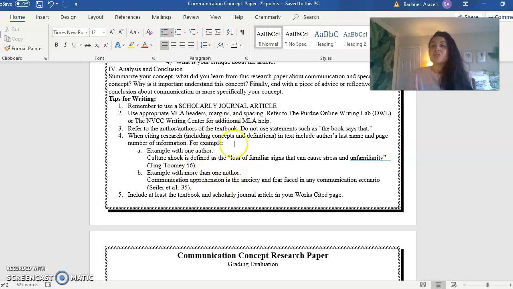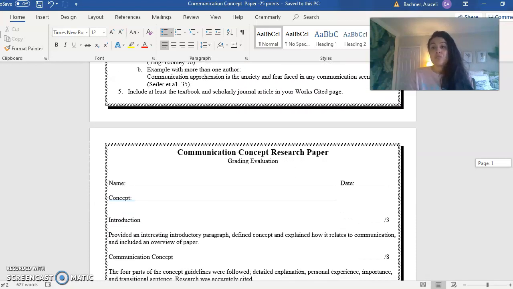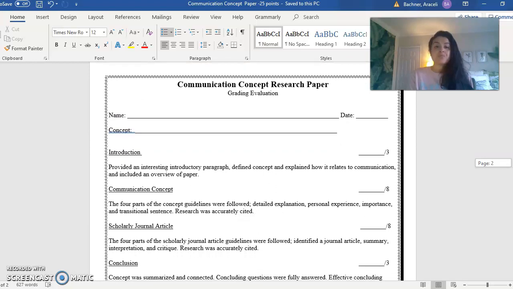Review how you cite. Okay, so you're going to have to practice citations a little bit, but in this paper, you're going to cite at least the textbook and the journal article that you select. Okay, and that's stated in the last thing. So really, my tips on writing a good paper are making sure it's a scholarly journal article and making sure that you are following MLA format throughout your paper.